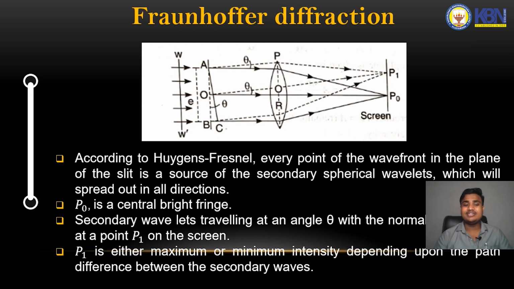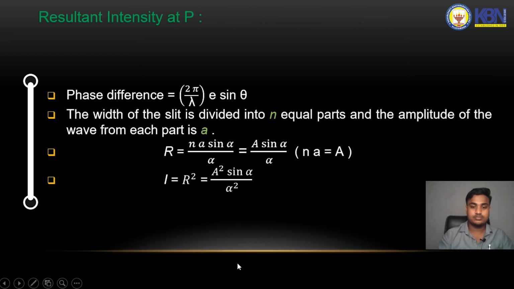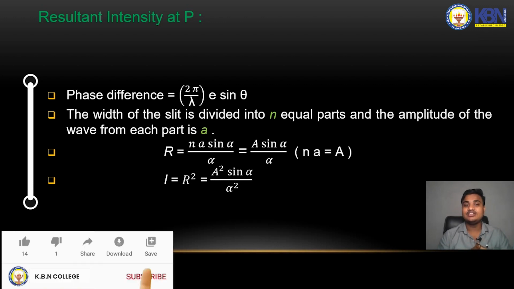Here P1 is either of maximum or minimum intensity. It depends upon the path difference between the secondary waves. Coming to the resultant intensity at the point P1, the phase difference is given by 2 pi by lambda, where lambda is the wavelength of the light source and e is the width of the slit. So the phase difference is 2 pi by lambda times e sin theta.